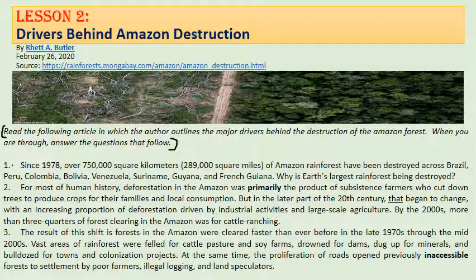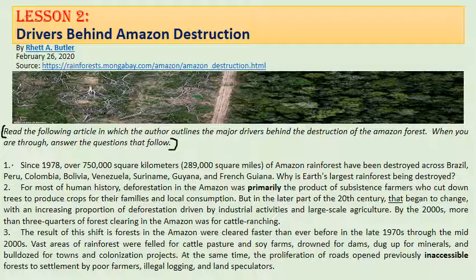Since 1978, over 750,000 square kilometers of Amazon rainforest have been destroyed across Brazil. So notice how the author started with a shocking fact. Obviously, why? To hook the reader's attention. Destroyed across Brazil, Peru, Colombia, Bolivia, Venezuela, Suriname, Guyana, and French Guiana. Those are all countries in South America. Why is Earth's largest rainforest being destroyed? So the text is going to be about the main drivers behind the destruction of the Amazon, the main causes.